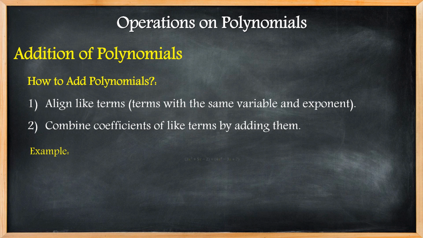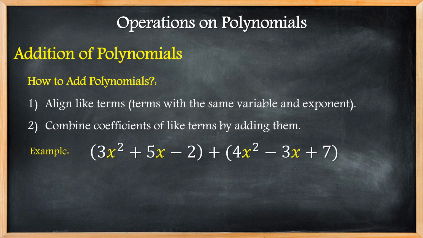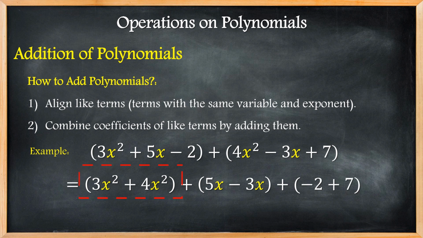Example, let's add the polynomials 3x squared plus 5x minus 2 plus 4x squared minus 3x plus 7. Step 1. Align the like terms: 3x squared plus 4x squared plus 5x minus 3x plus negative 2 plus 7. Step 2. Add the coefficients: 7x squared plus 2x plus 5. So the sum of these polynomials is 7x squared plus 2x plus 5.